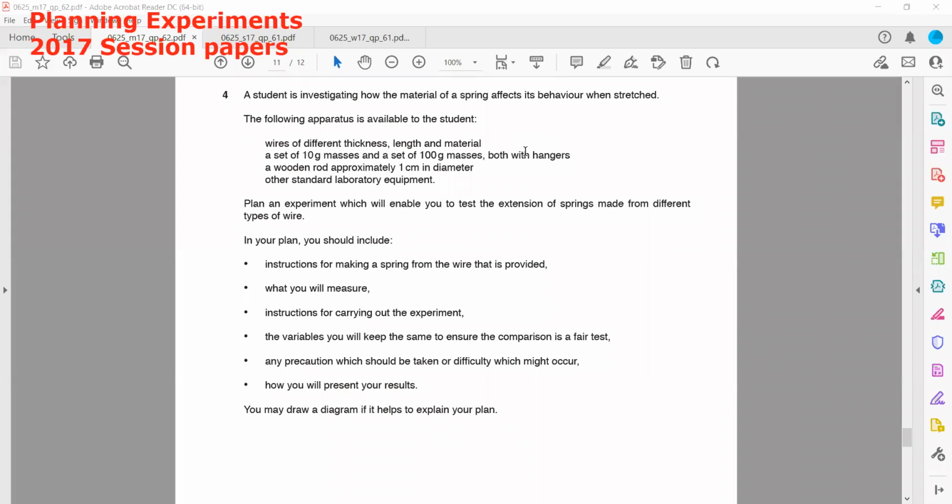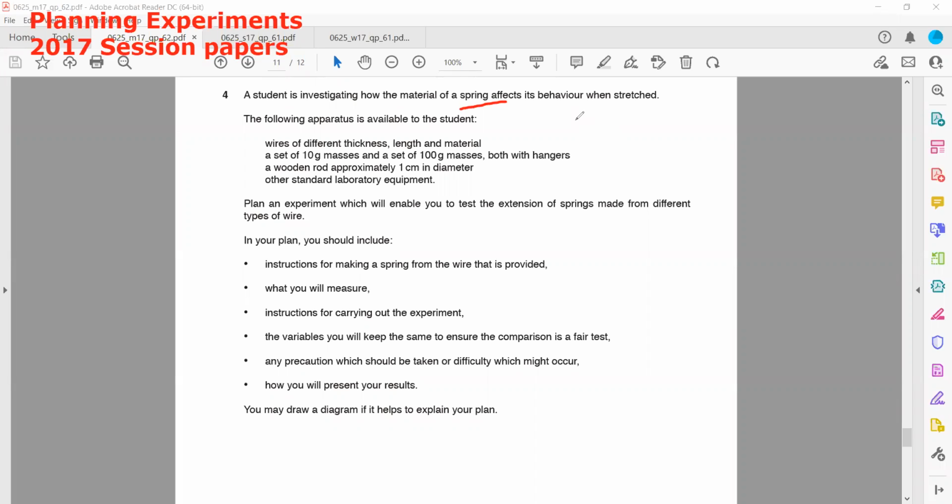So this session is related to planning experiment from 2017 session exam papers. In the question, a student is investigating how the material of a spring affects its behavior when it is stretched. So the following apparatus is available to the student.